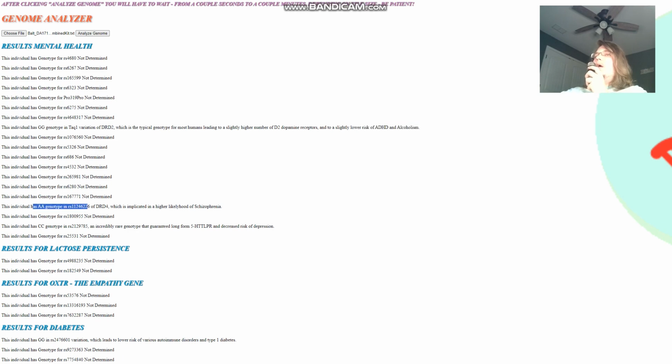He's got the AA genotype in this variation of DRD4, which is implicated in a higher likelihood of schizophrenia. Oh yeah, by the way, this TAC1 variation, it's in DRD2, but it's really in a different gene that's located right next to DRD2. I just simplified, and for simplicity's sake, I say it's DRD2. But it's really like ANKK something. I can't remember for the life of me, but it's right next to DRD2, basically, so that's why I call it DRD2 here.